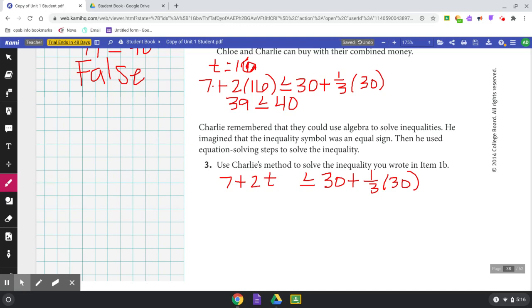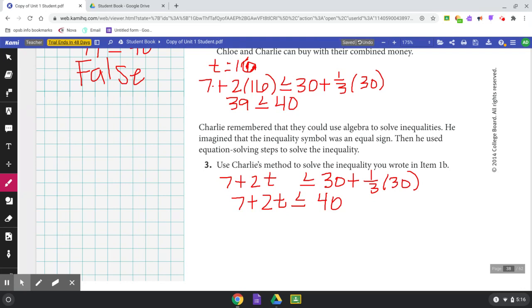So let's just focus on the right side over there. 30 plus 1/3 of 30. Well, we can simplify 30 plus 1/3 of 30, and that gives us 40. So let's just rewrite 7 plus 2t is less than or equal to 40, because 1/3 of 30 is 10, and 30 plus 10 is 40.